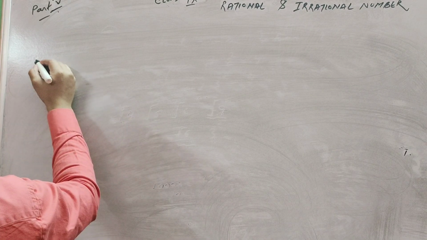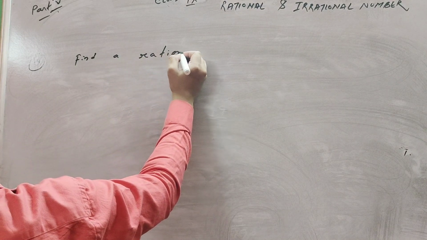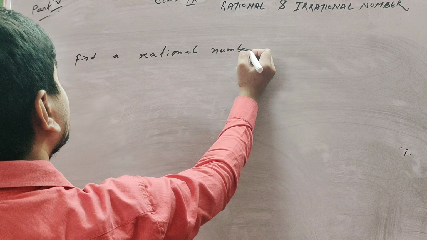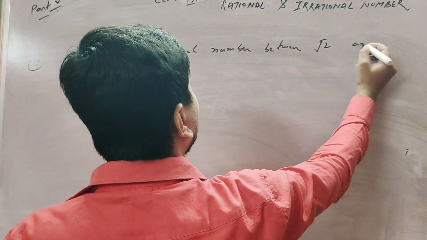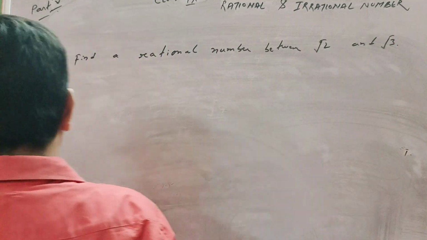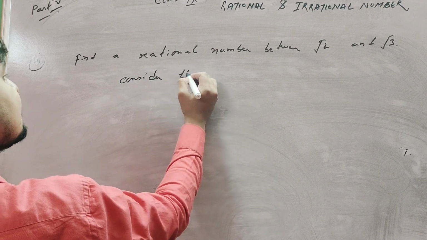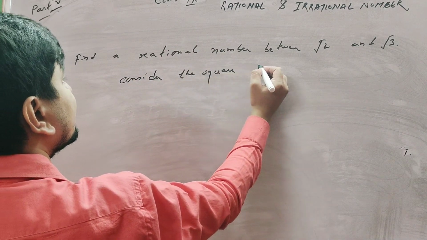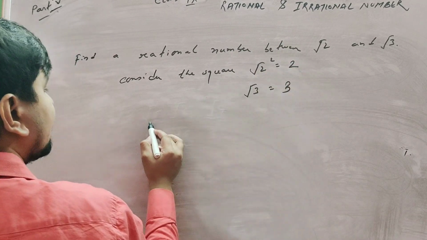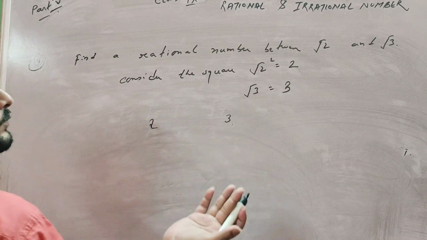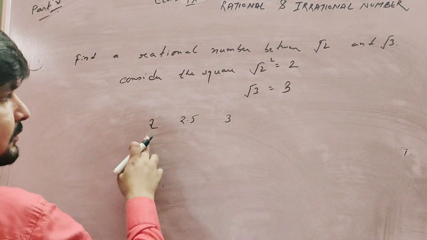Now time for question number 14. Find a rational number between root 2 and root 3. So first of all we consider the squares, again the same process. Root 2 squared is 2 and root 3 squared is 3. So you write down a number between 2 and 3. Whatever you write, say 2.5 is between 2 and 3.